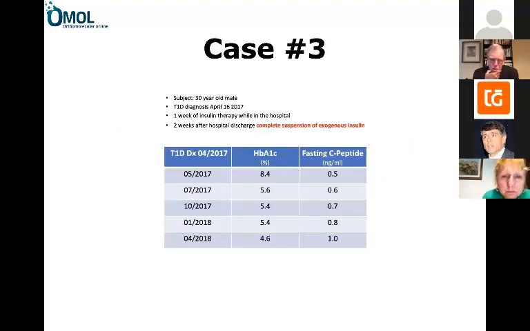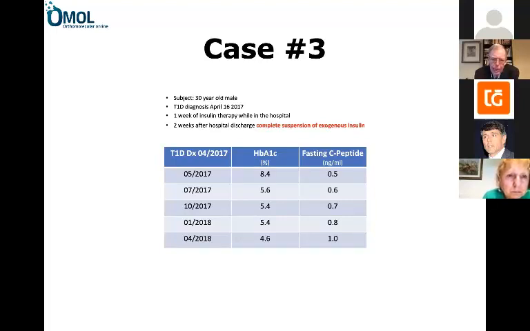Now, the third case we didn't report because it was probably too spectacular. This was a 30-year-old male who had been brought to the hospital in a diabetic coma. He was an undiagnosed type 1 diabetic.